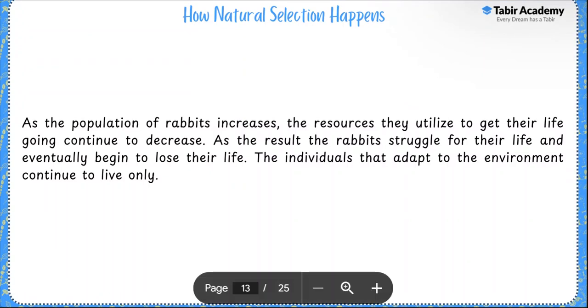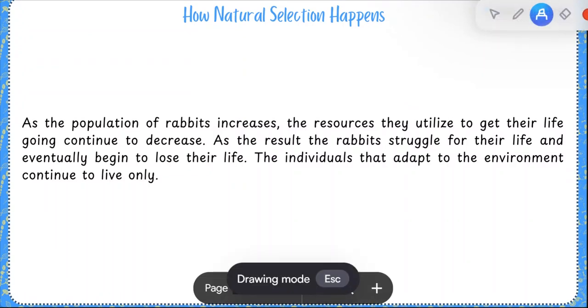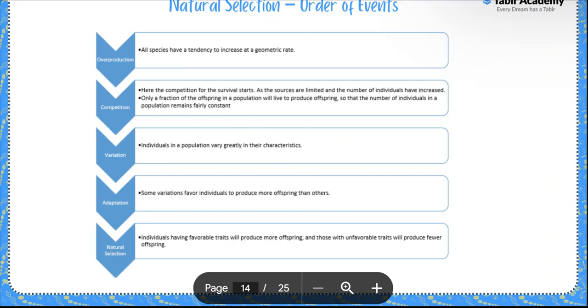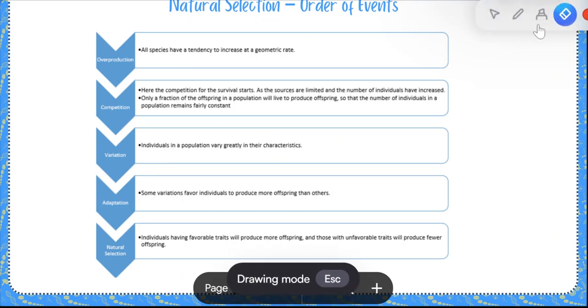So now let's talk about how natural selection actually happens. ठीक है, so taking the rabbit analogy, अगर आपके rabbit की population is increasing, the resources that they utilize to get their resources to continue life are basically going to decrease. ठीक है, so resources are running out, and as a result, rabbits struggle for their life and eventually begin to die off. The individuals that adapt to the environment continue to live. So this is basically how natural selection happens.